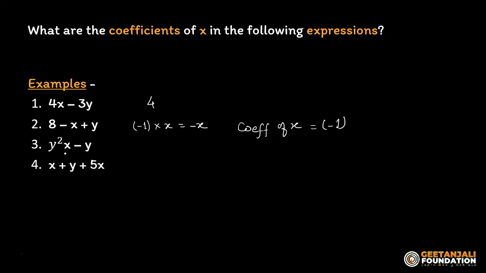In this example, we see y square x. So what is multiplied with x? It is y square. So coefficient of x in this case is y square. Now the last one, here you can see x plus y plus 5x. Here it looks like there are 3 terms, but actually these two are like terms. We'll study the concept of like terms later. But for now, I can tell you when you have same variable, you can add the coefficients of that. So here it is 5 plus 1. So it will be 6x plus y. This expression is actually 6x plus y. So coefficient of x in this case is equal to 6.